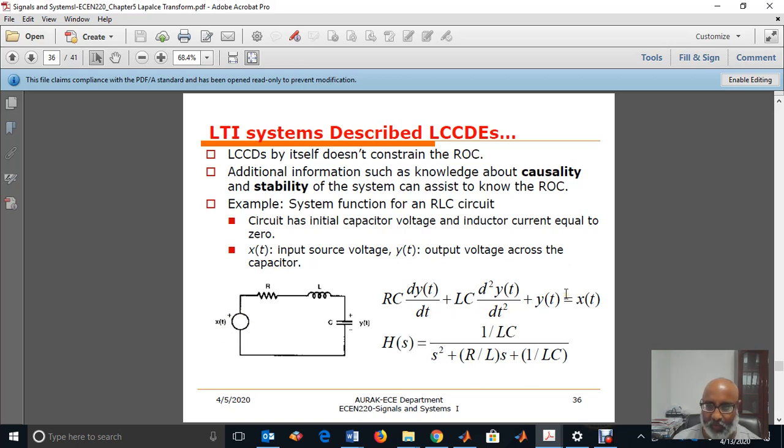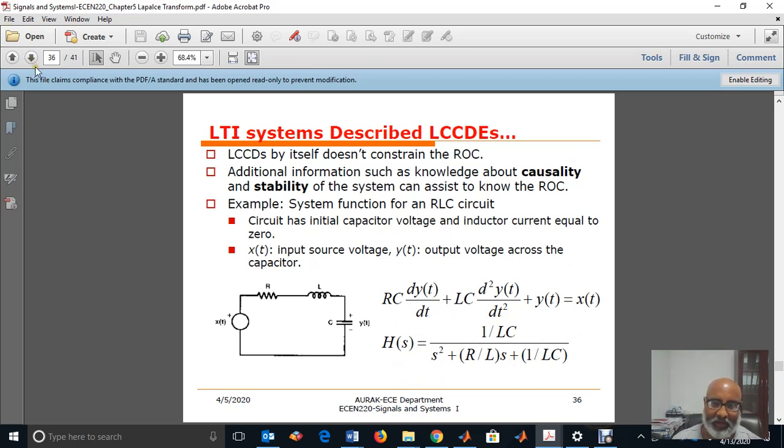Then Y(s) over X(s), which is the capacitor voltage over the input voltage in the Laplace domain, will give me H(s). If we rearrange it, we will have 1/LC over s squared plus (R/L) s plus 1/LC. So we can change this to the time domain. If we have the parameters R, L, and C, we can change it to the time domain, find the function, plot it and so on.